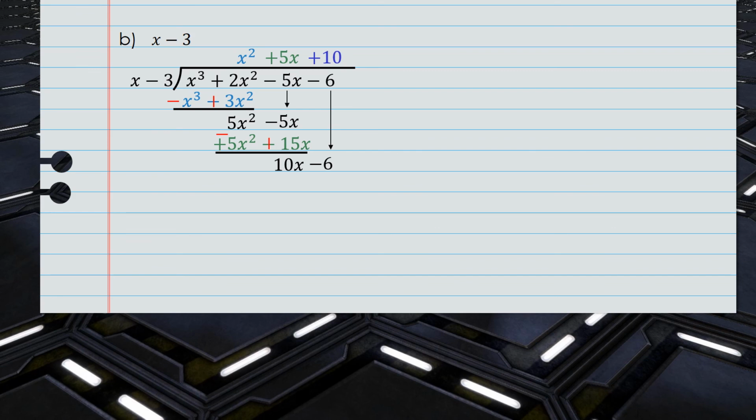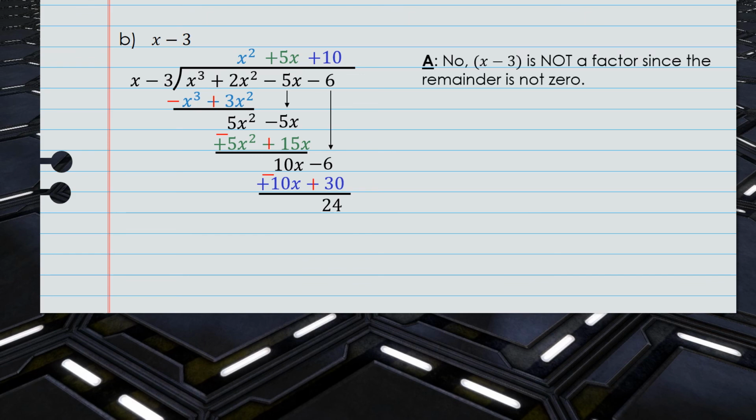We multiply. 10 times x minus 3 is 10x minus 30. To subtract, we draw the line and change the signs. Notice the 10x's cancel, and negative 6 plus 30 leaves us with 24. Now the question is, is x minus 3 a factor? And in this case, no. X minus 3 is not a factor since the remainder is not 0. It's not a factor because it does not evenly divide into the value.